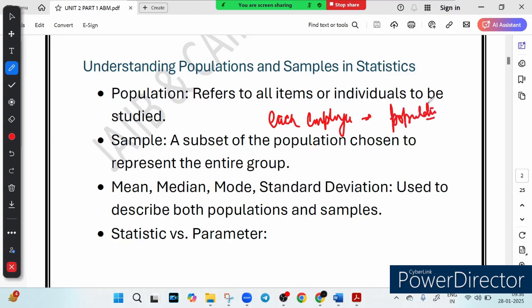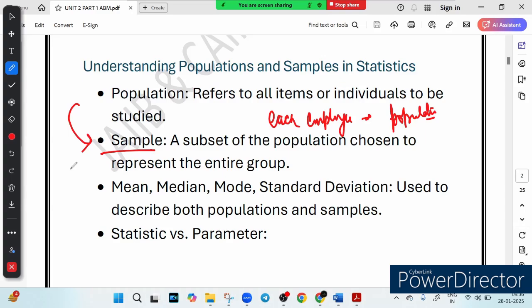Now, analyzing the entire population can be exhausting, isn't it? That is why a sample comes to the rescue. A sample is just a smaller manageable subset of the population, carefully chosen to represent the whole group. So a subset of the population is called a sample. Why is it chosen? Because you know very well that analyzing the entire population is quite exhausting. Think of it like this: instead of talking to every bank employee, you survey just a selected few, right?